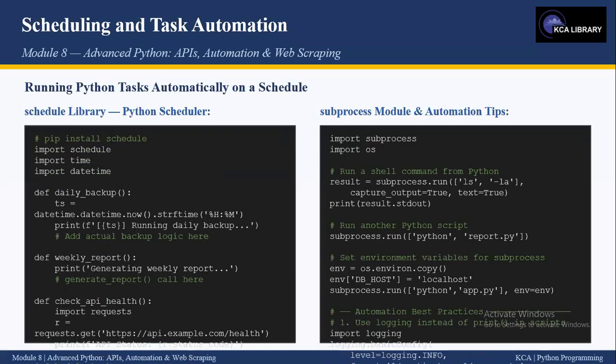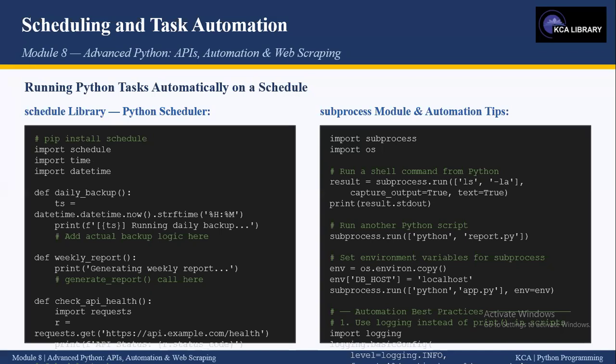Then scheduling and task automation. The schedule library allows a Python script to run automatically at defined intervals or times without requiring a full task scheduler like cron. After installing it with pip, we define a function for each automated task and register them using fluent scheduling syntax. In the example, we schedule a daily backup at 8 a.m., a weekly report every Monday at 9 a.m., and an API health check every 30 minutes.